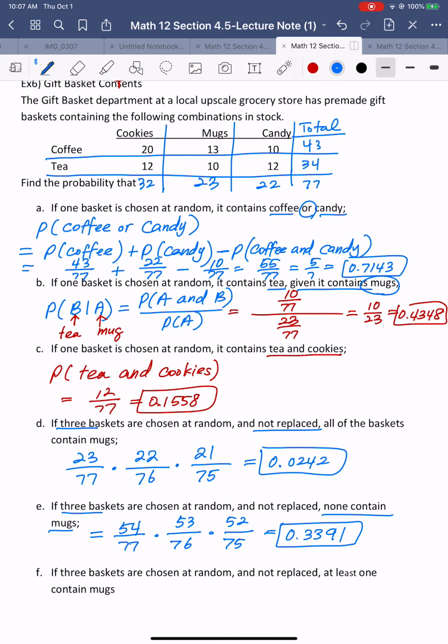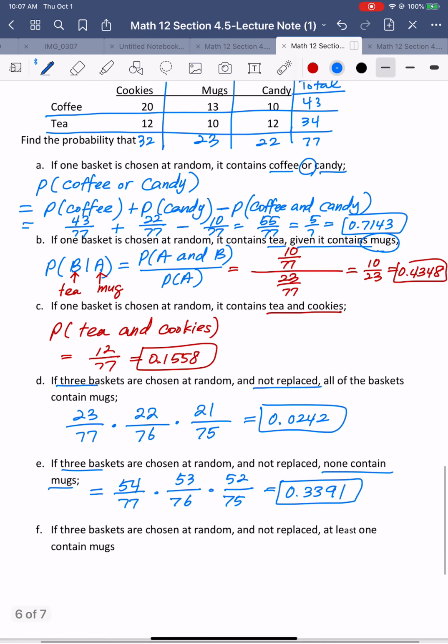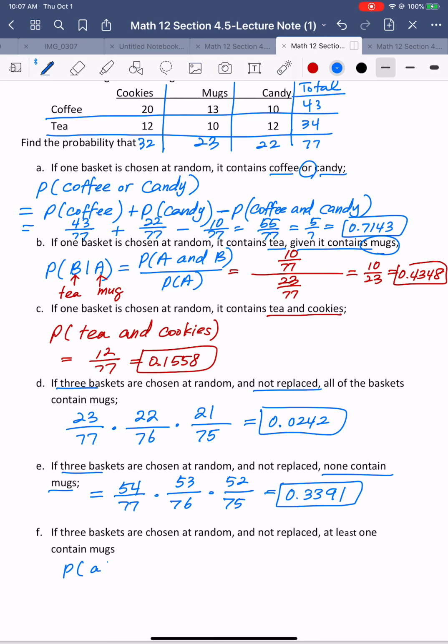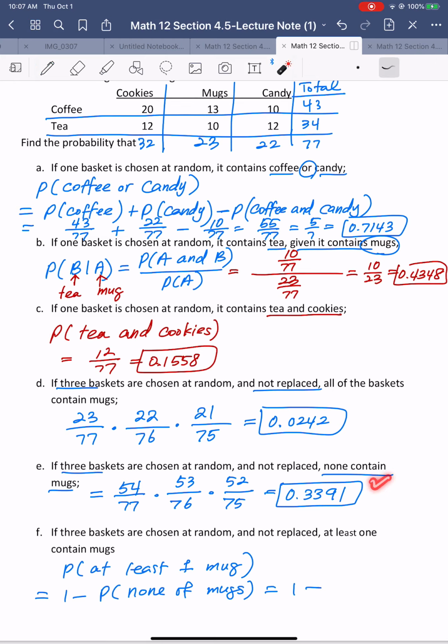Okay, if three baskets are chosen at random and not replaced, at least one contains a mug. This is the probability of at least one containing a mug, the same as 1 minus the probability of none containing a mug. So you subtract 0.3391 from 1, and you get 0.6609. Okay, all right, that'll be all.